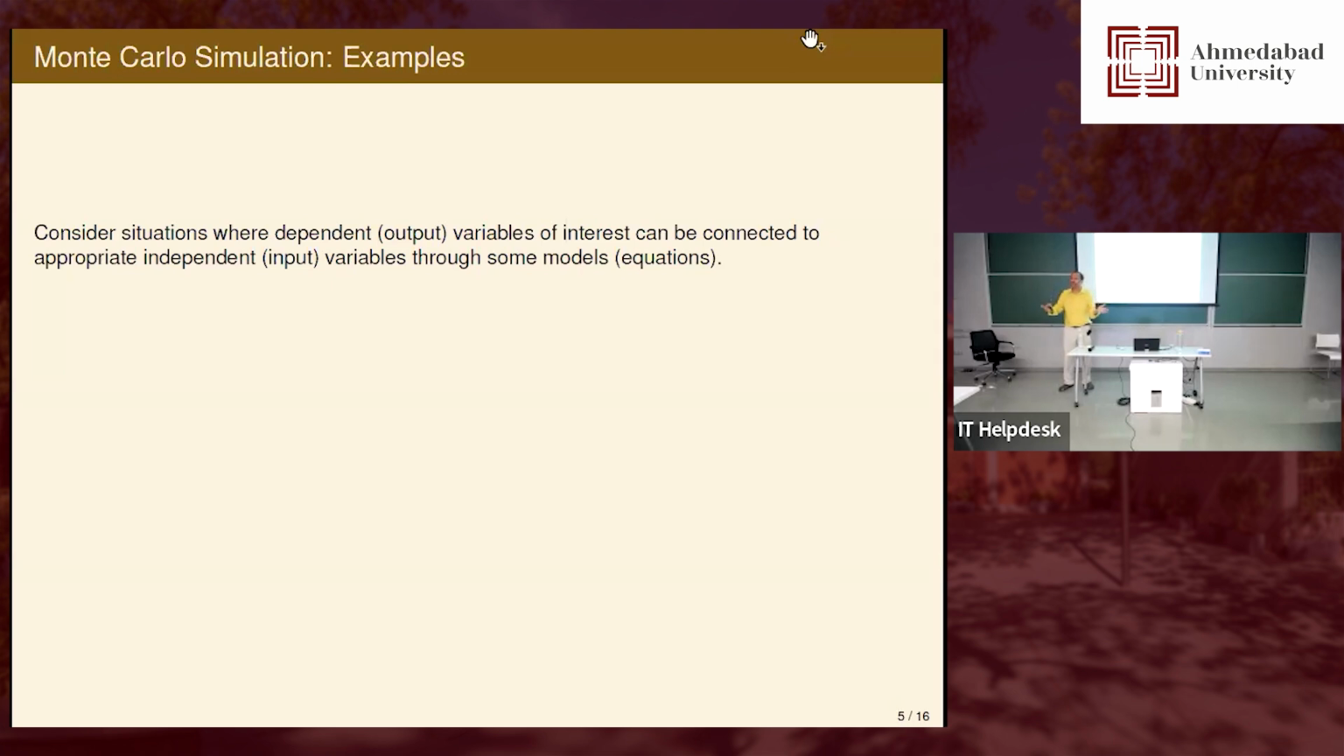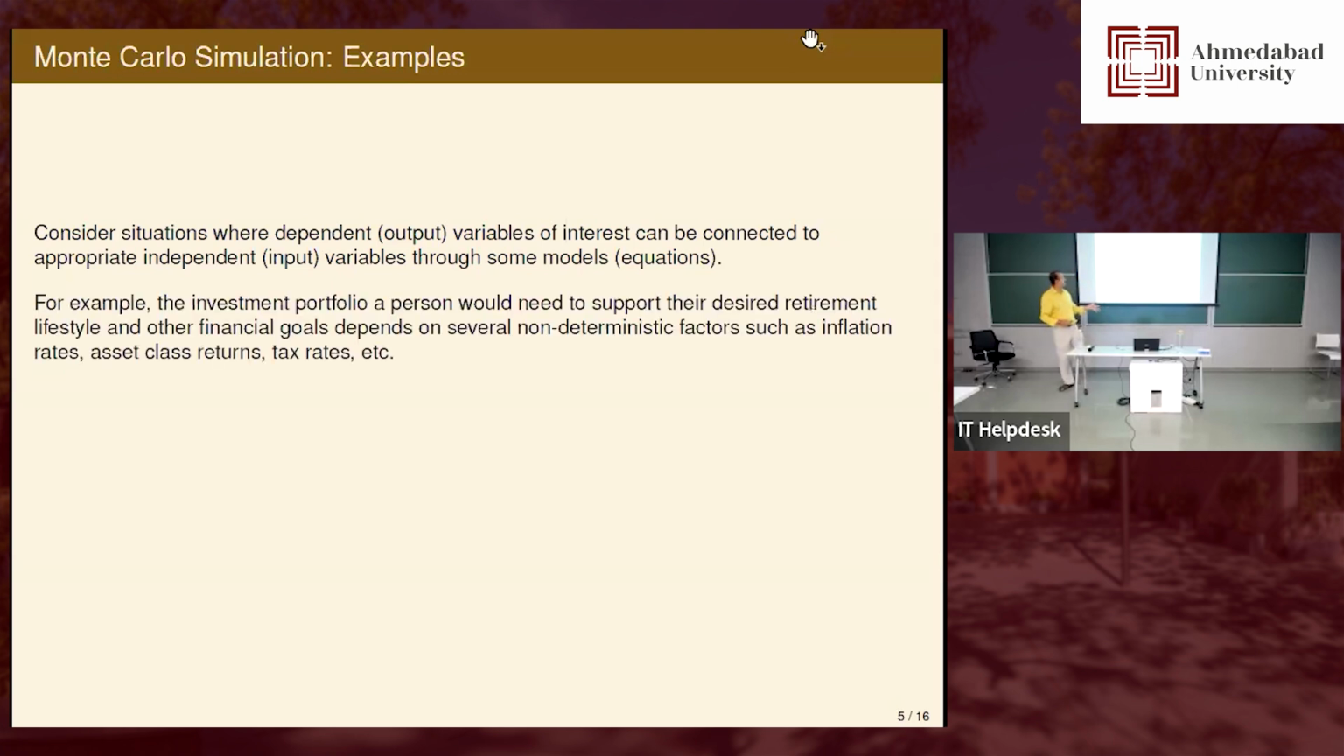You can think of many examples. Your academic performance depends on many things, right? How much time you are spending at the pub or whatever, how much time you are spending in the library. The climate depends on several things, different environmental variables. So in many such situations, we can use Monte Carlo methods. Okay, I'll give you some examples.